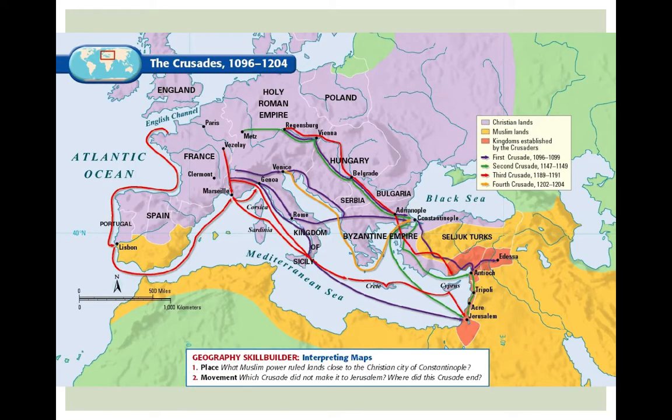And so here on this map you can see the Crusades. The first one's in purple, that's a successful one. The second one's in green, not as successful. They try, but they aren't able to fully conquer any of those areas. The Third Crusade is a good attempt.